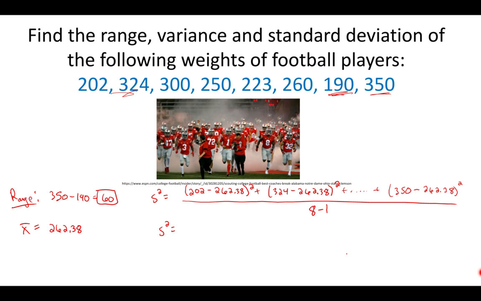So for S squared, we end up with 45016.51 divided by 7, which is 6,430.93. And lastly, go ahead and calculate the standard deviation using this number. So S is the square root of this, which is 80.19.